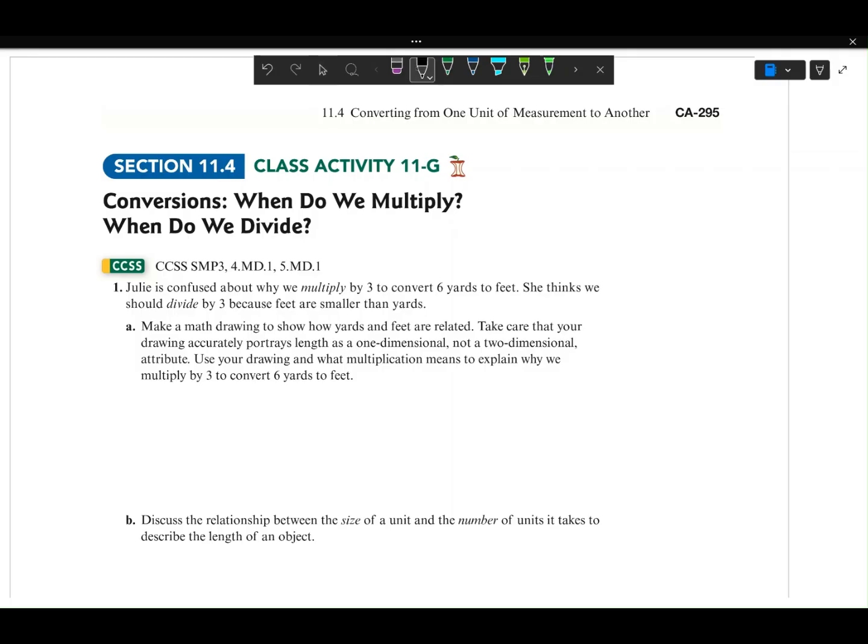Well, let's draw 6 yards. Let's see if I can draw this somewhat accurately. Now, which is bigger, a yard or a foot? Well, we know that 1 yard is equal to 3 feet. So a yard is bigger, so I should be cutting into smaller pieces. So when I cut this into smaller pieces, what's happening? I'm getting more pieces.